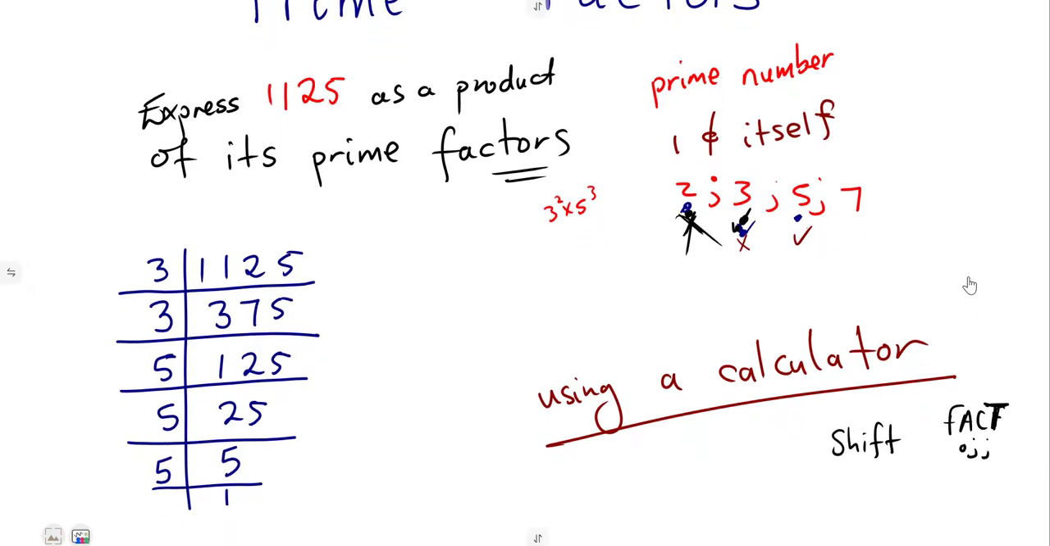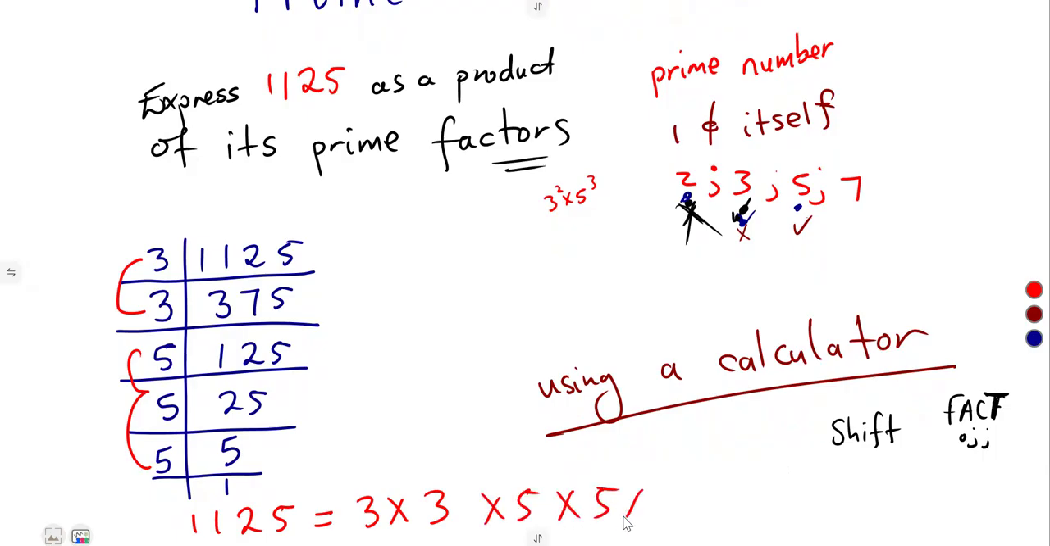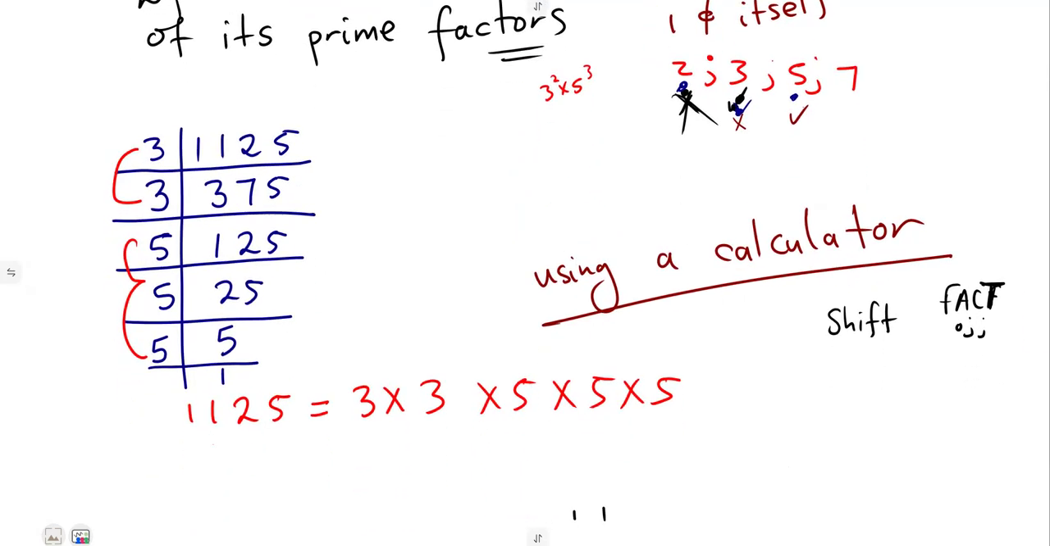As we can see, as a product of its prime factors, 1125 is equal to what? 3 times 3, 5 times 5 times 5, which is exactly as this one, only that the format is exponent form.